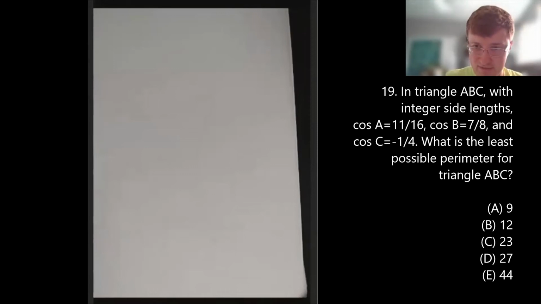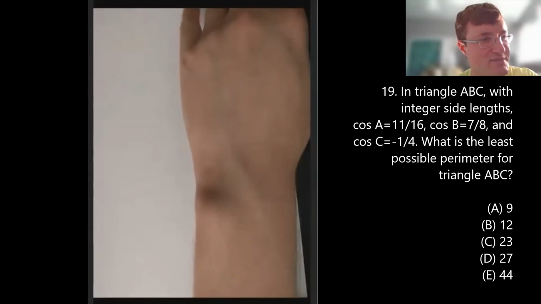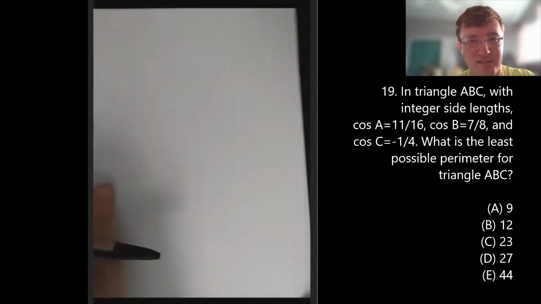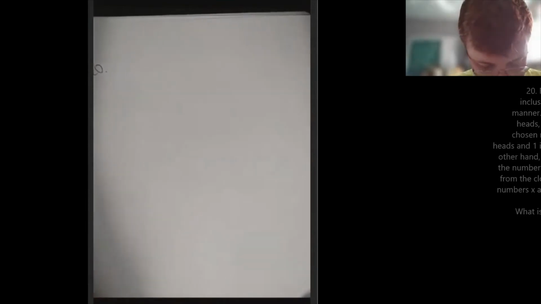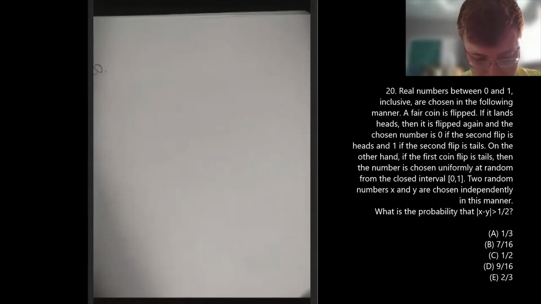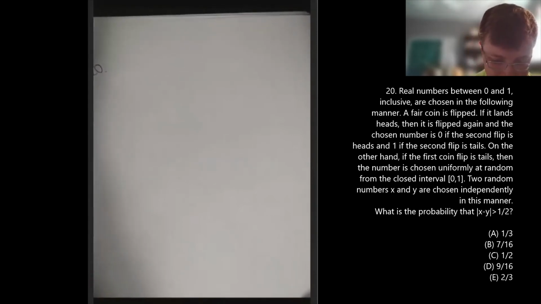Let's see, I've got about 15 minutes left. Oh, okay. I actually have seen problem 20 before, and I'll explain how to do it. Okay, so I have 2 real numbers that are chosen by flipping a coin. If it lands heads, then it's flipped again, and I either get 0 or 1, depending on the next flip. Or if the first coin flip is tails, then I choose the number uniformly at random from the interval 0 to 1.